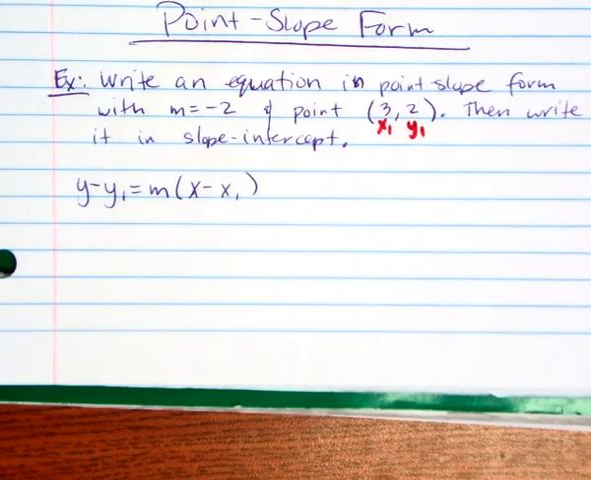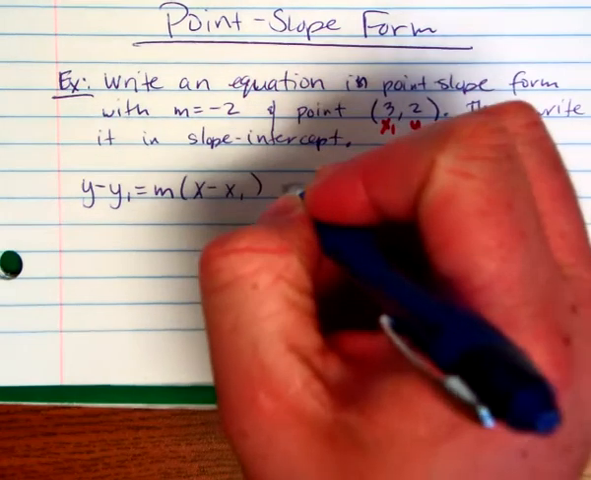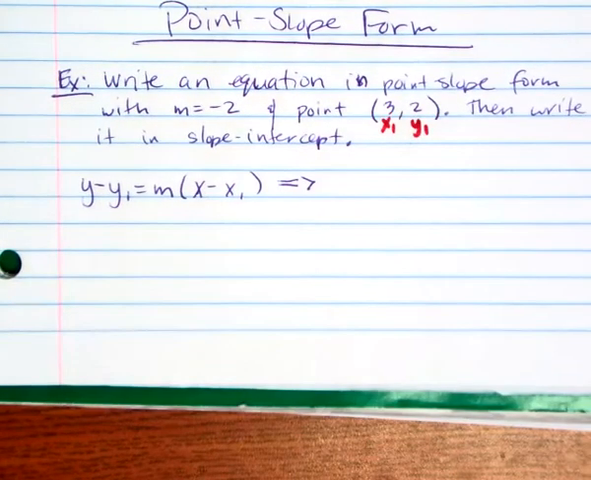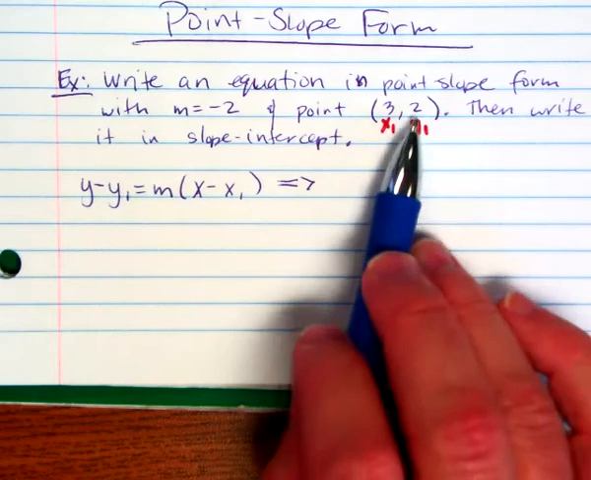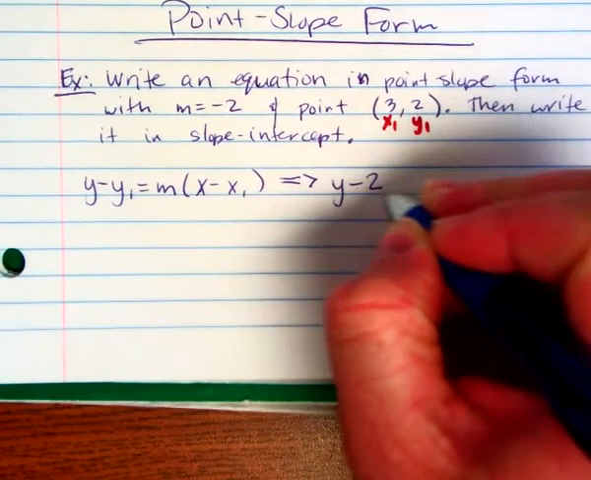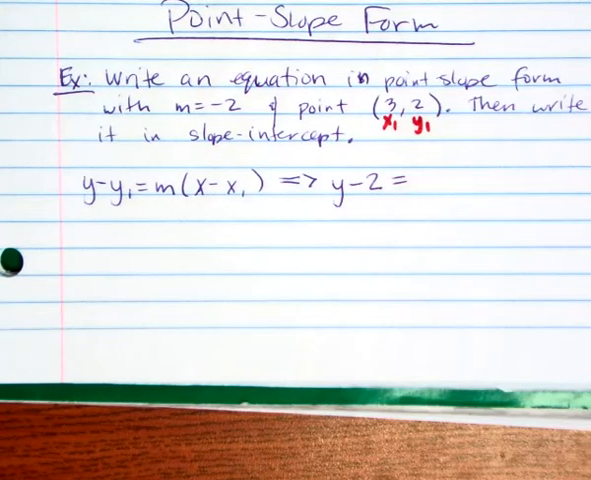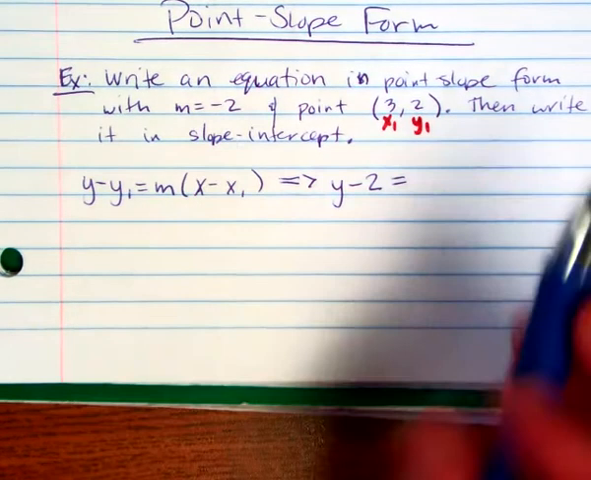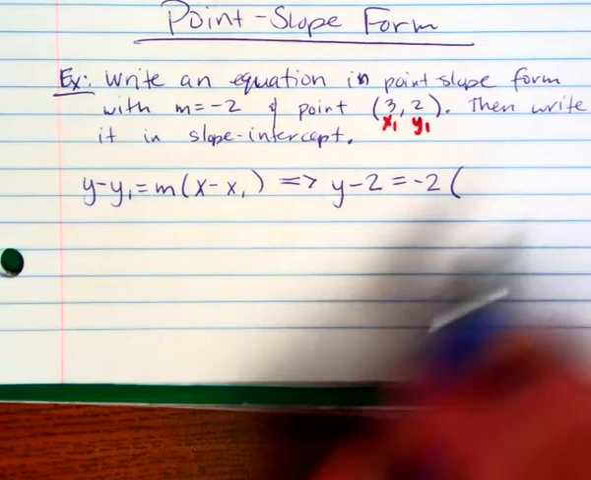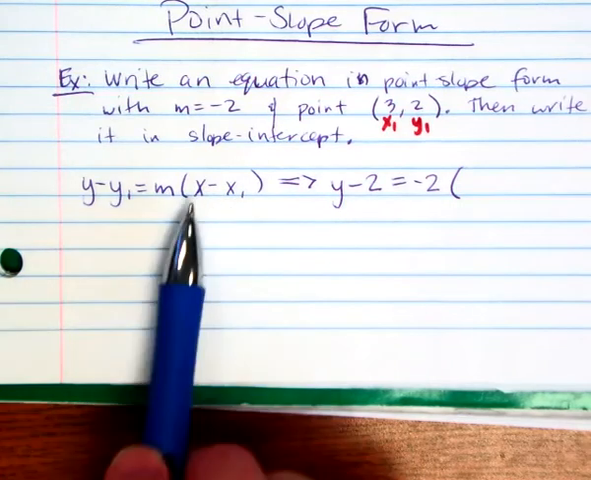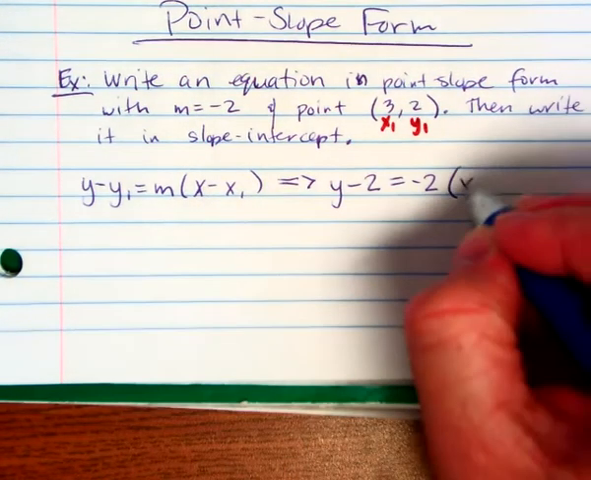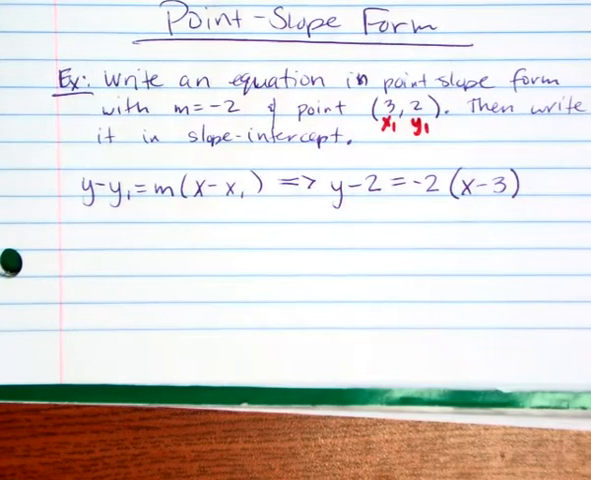So all we have to do is plug these things in, which means we should get y minus y1. Y1 was 2, so y minus 2 equals m. We know m is -2. Parentheses, x minus x1, so x minus 3. That's it, the end. That is our equation for point-slope form. So there's the first half of our answer.